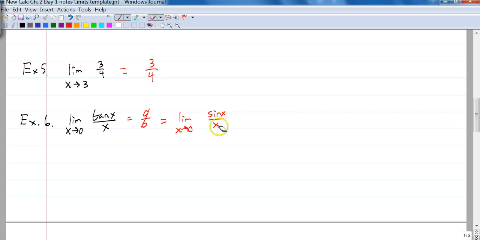Oh, I'm already jumping ahead. Sine x over cosine x is what tangent is, and then we are left with a 1 over x. So basically I turn tangent into sine x over cosine x, and then 1 over x for the x on the bottom. We can rearrange this and make them two separate limits. So I'm going to put the x under the sine x and then make a 1 over cosine x instead.